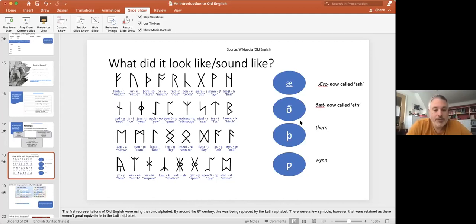So in modern English, we represent that with a th. But think about the difference between that and think. They're two different sounds, actually, which we learn to recognize in modern English. Old English would have had a different symbol. And then the final one is the wynn, or sometimes called the wen, which is a w sound in Old English. So from the 8th century on, English started to be represented, like it is with the Beowulf text, with the Latin alphabet, albeit with these additions.